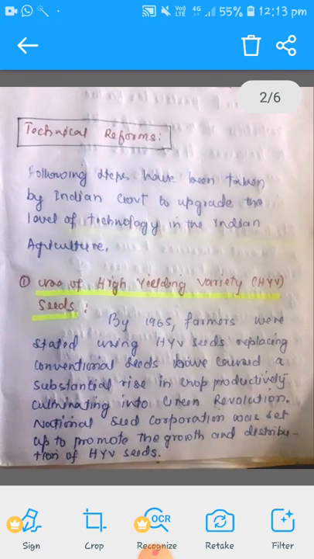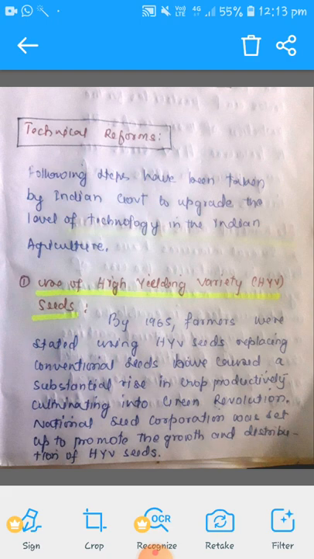Now, technical reforms. We will see various steps taken by the government to upgrade the technology in Indian agriculture. It is the government's step towards improvement in Indian agriculture, considering the various problems in our agricultural sector.